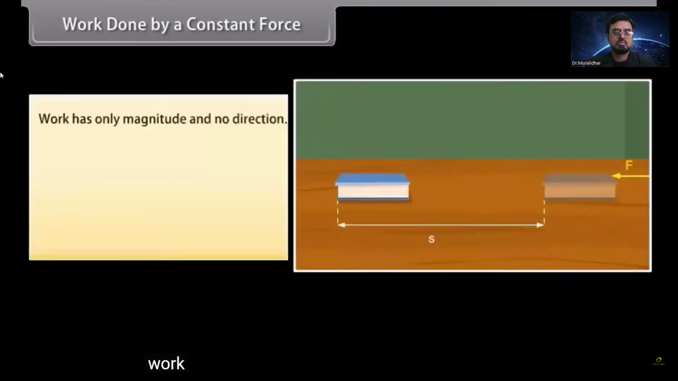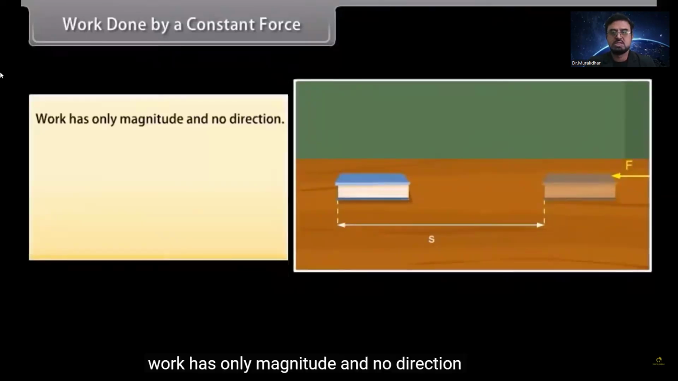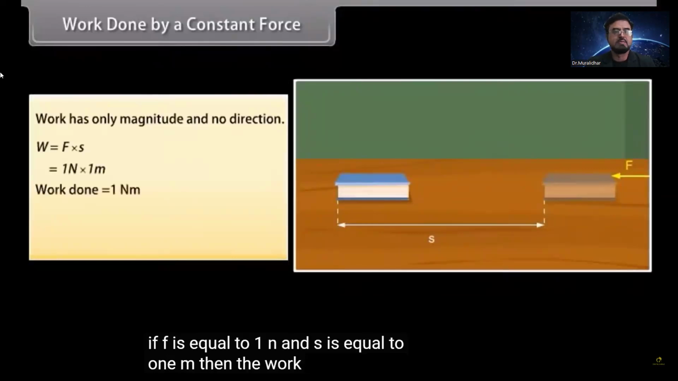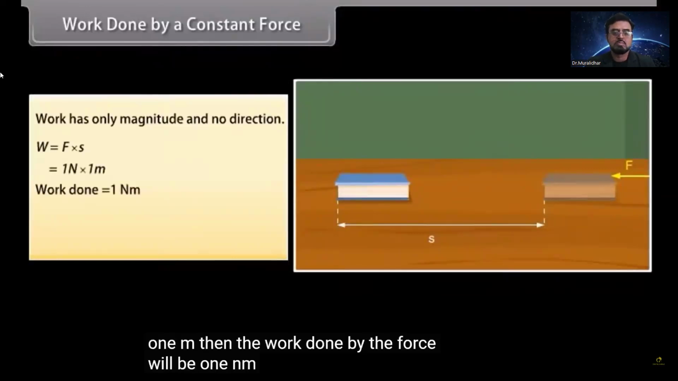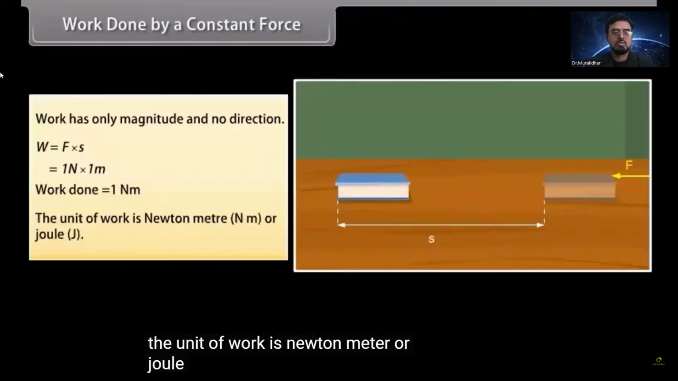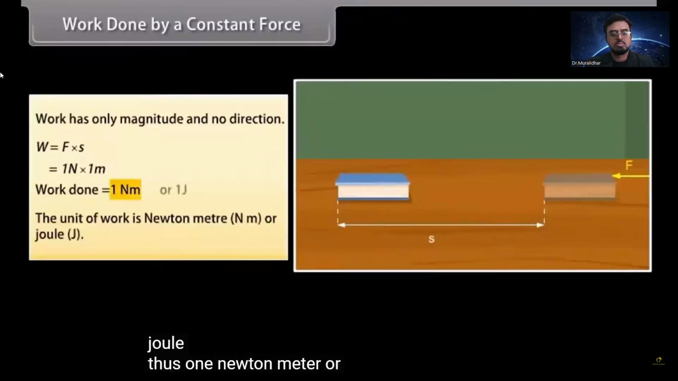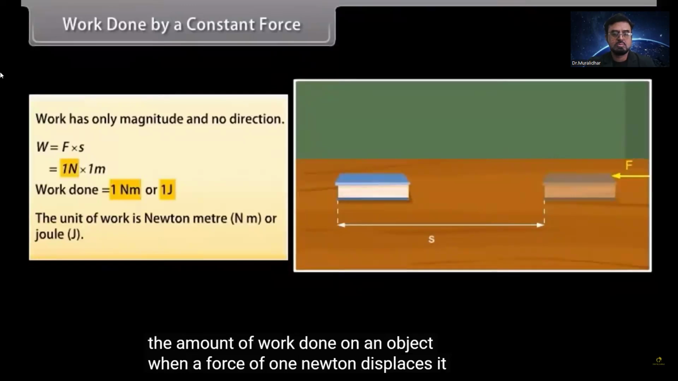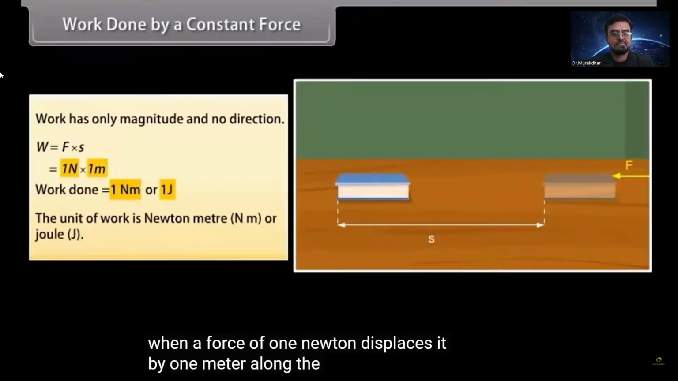Work has only magnitude and no direction. It's a scalar. If F is equal to 1 N and S is equal to 1 m, where N is the Newton and m is the meter, then work done will be 1 Nm. The unit of work is Newton meter or joule. Thus, 1 Newton meter or 1 joule is the amount of work done on an object when a force of 1 Newton displaces it by 1 meter along the line of action of the force.